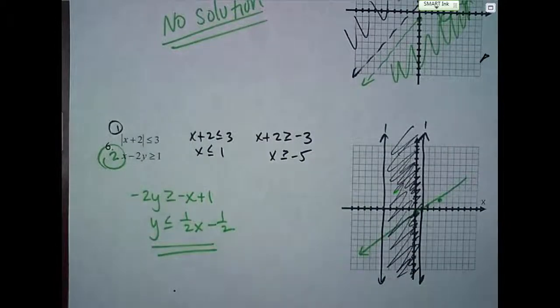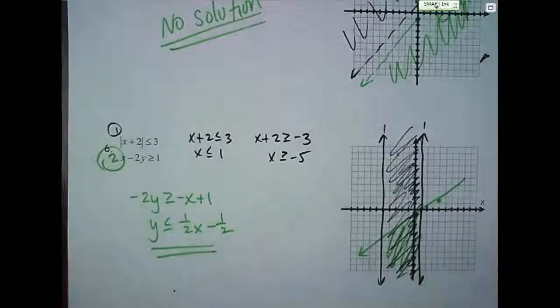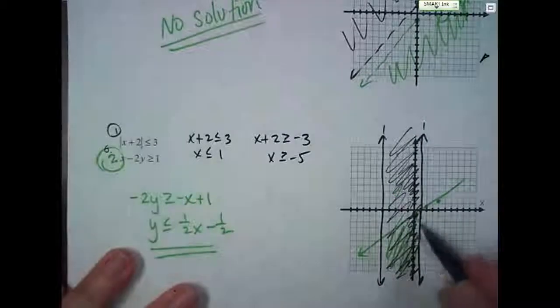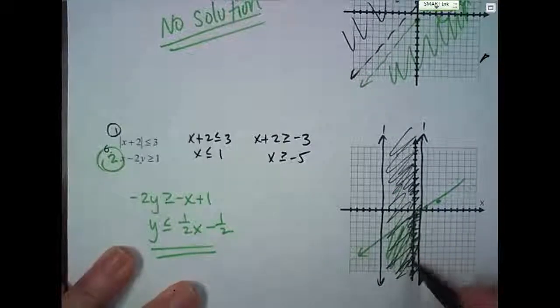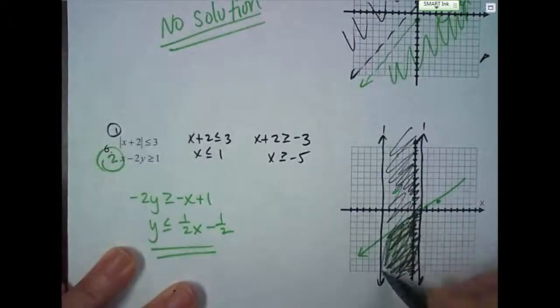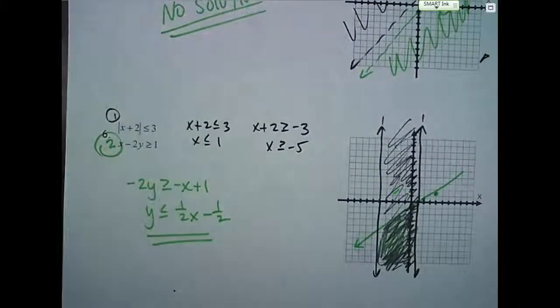Alright, so less than means shade below. Right, so I'm looking for where green and black is shaded. So don't forget to go all the way over and all the way up. Okay, and that's it for today.